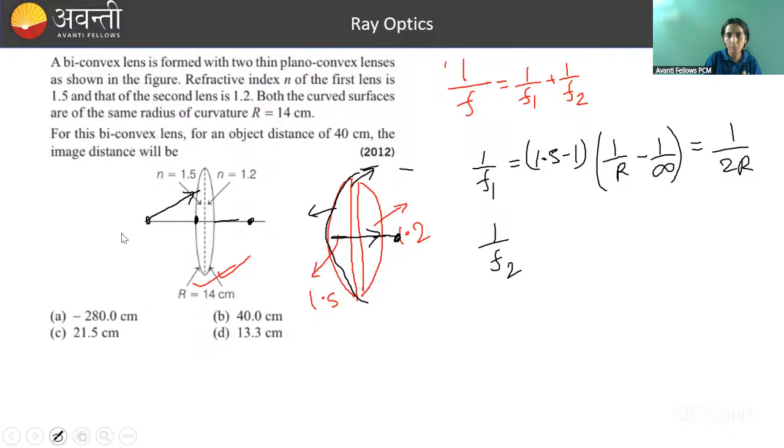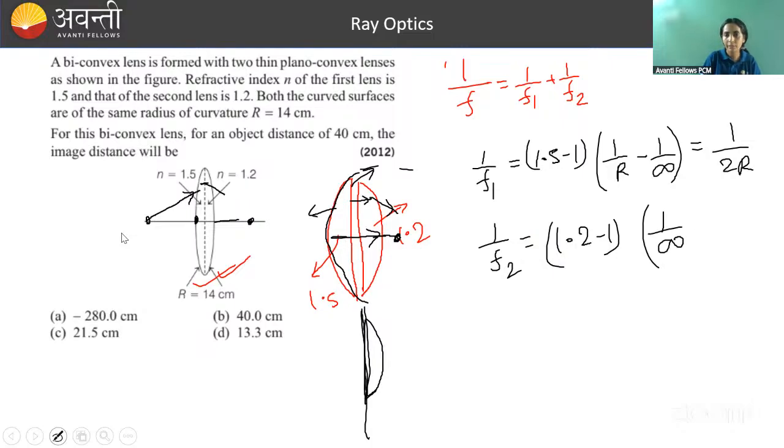1 by f2 will be equal to how much? 1.2 minus 1. Now let's focus on this thing. Incident light is incident here and then here. ठीक है. So ऐसे लाइट गया and it is falling on this thing like this. So R1 कौन सा surface हुआ second lens के लिए? Incident light is first incident on which one? This one. So this is R1.